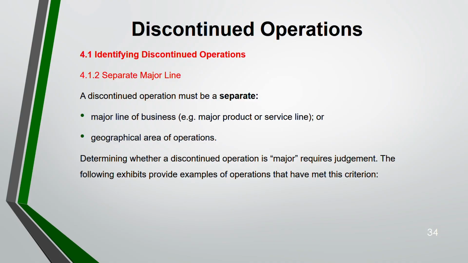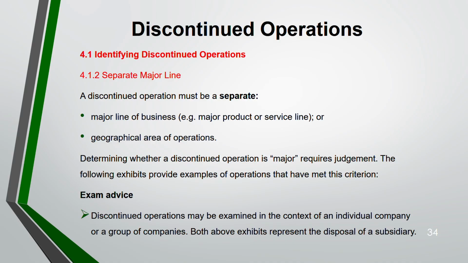Determining whether a discontinued operation is major requires judgment. So the following two exhibits give you an example of operations that have met this criterion. Now, exam advice. Discontinued operation may be examined in the context of an individual company or a group of companies. Both of the above exhibits represent a disposal of a subsidiary.